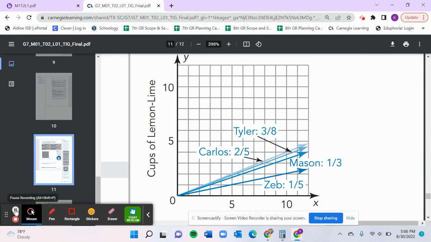What this shows is what your graph should have looked like, labeled, and you can clearly see each person and their ratio. And when I say ratio, I mean the unit rate of lemon lime concentrate for each cup of punch. If you want, you can use this to help you answer questions 5 and 6 if you haven't already.